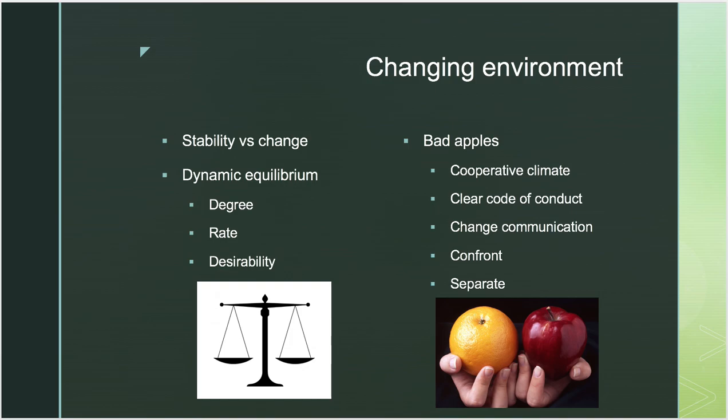And you want to have some kind of idea, there's sort of a balance between stability and change. You want to reach that point that is called dynamic equilibrium. Your group can't remain static and never change, but you do want to have some stability in your group. And think about the degree and rate and desirability of that equilibrium. How do you want to sort of achieve that balance between staying the same and having some stability and also reaching out and changing and doing and completing the task?